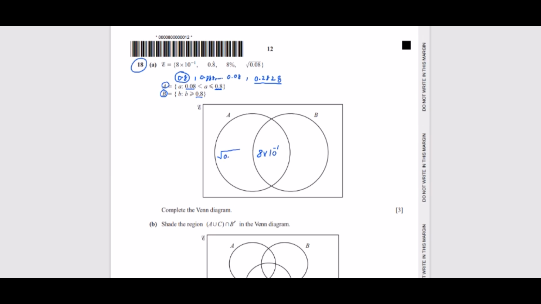that is equal to the square root of 0.08, and B is greater than 0.8, so this number is greater than or equal to 0.8. So the remaining number is 8%. So this is in the universal set, 8%, right here, 8%.